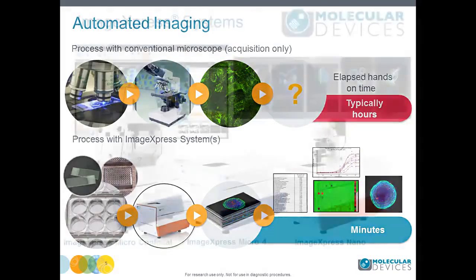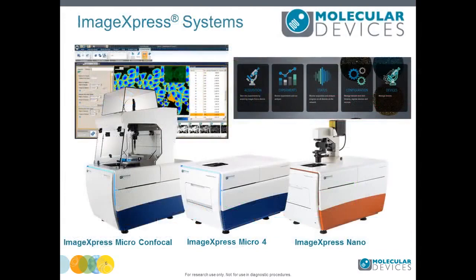Molecular Devices has a variety of ImageXpress systems to handle a variety of workflows that you might be experiencing, all the way from the ImageXpress Micro Confocal that is optimized for 3D assays, the ImageXpress Micro 4, which is a robust system for very high throughput assays or live cell assays, and the new ImageXpress Nano system that uses new software that's called CellReporterXpress, which Oksana will be introducing to you.